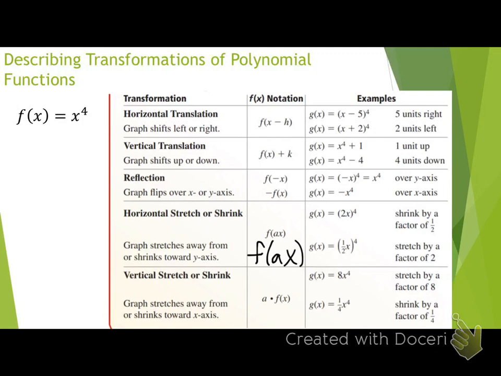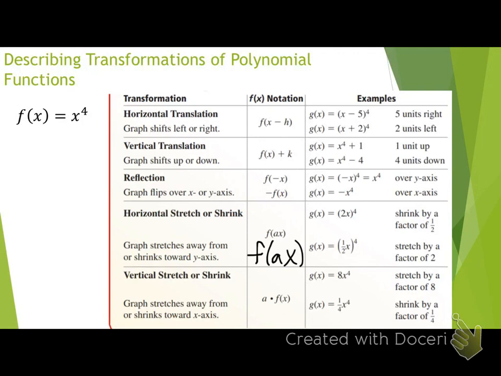Any questions? We're still writing? I'm going to give you just a little more time. So, when we have stretches and shrinks, if it's by a number that is bigger than 1, it's a stretch. So, here we have it as 2, so it's a stretch by a factor of 2. Here it's stretched by a factor of 8. If it's between 0 and 1, it's a shrink. Shrink by a factor of 1/4, shrink by a factor of 1/2.